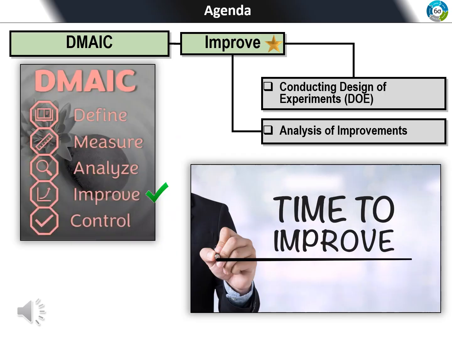The next step under DMAIC is improve. Under improve, we'll cover conducting design of experiment, DOE, and analysis of improvement.